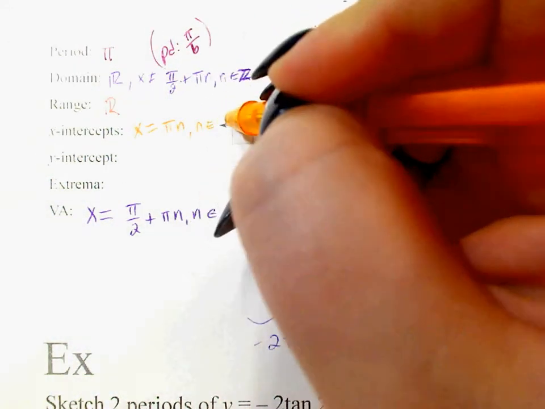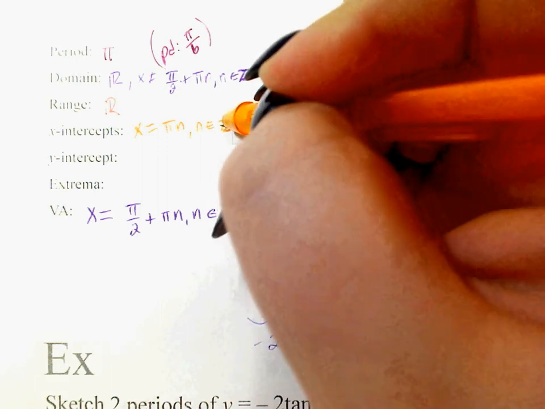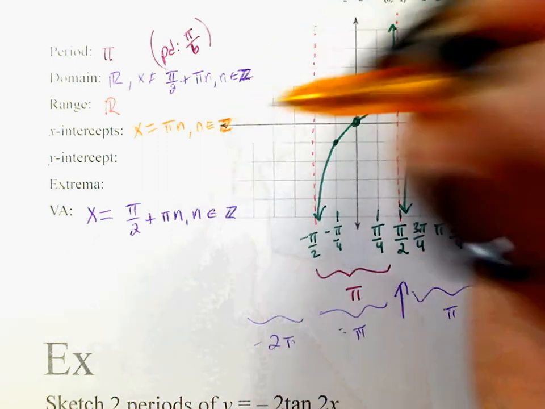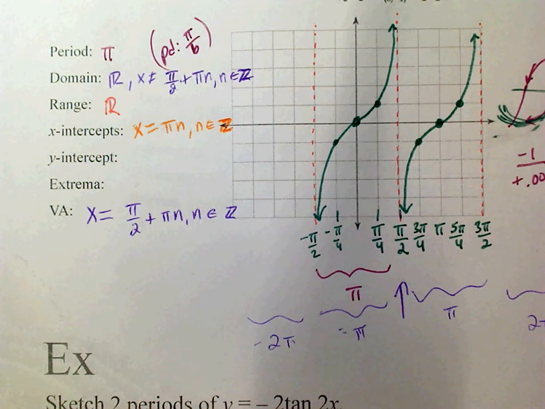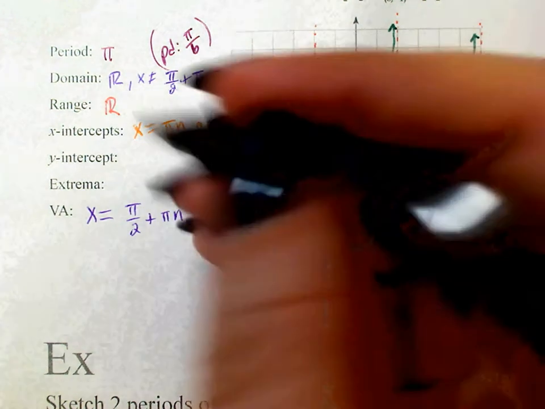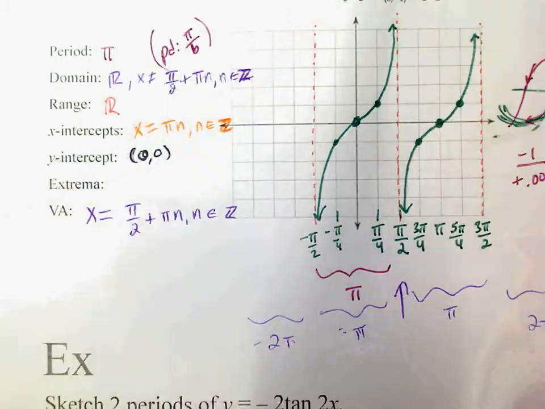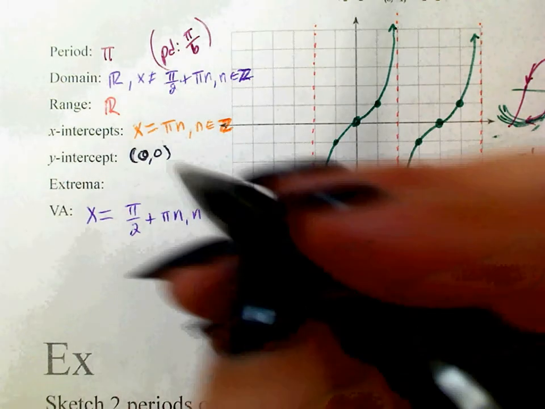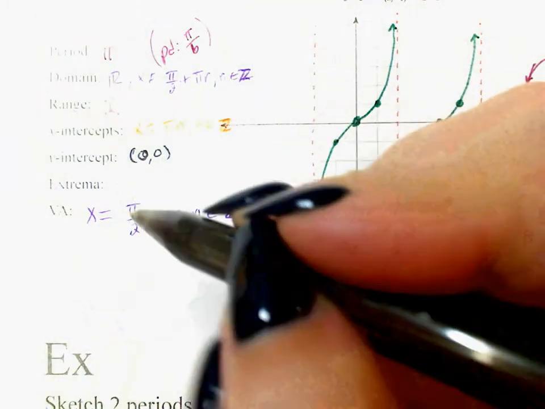Okay. Y-intercept, what's the y-intercept? 0, 0. And do we have any extrema? Maxes and mins? Nope, we don't.